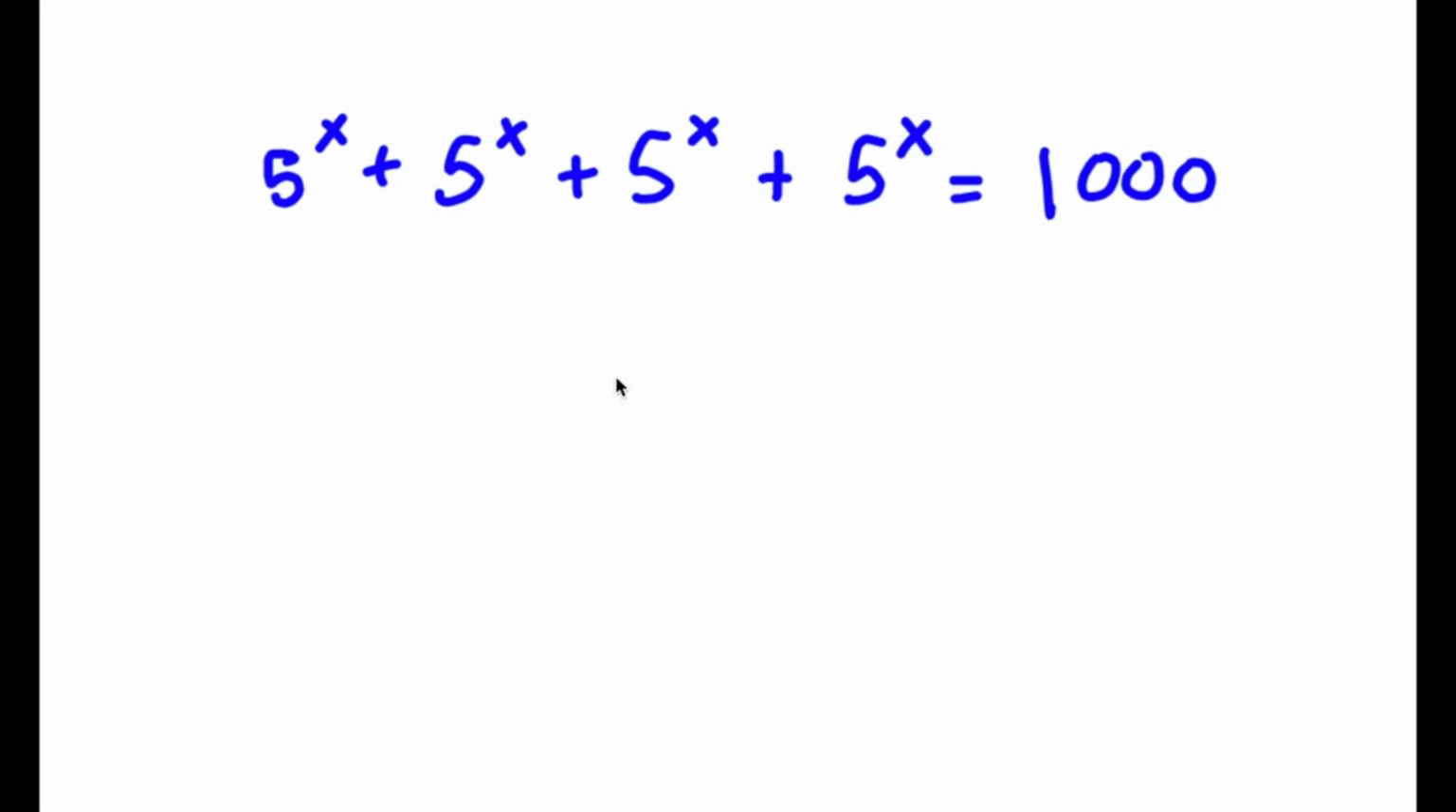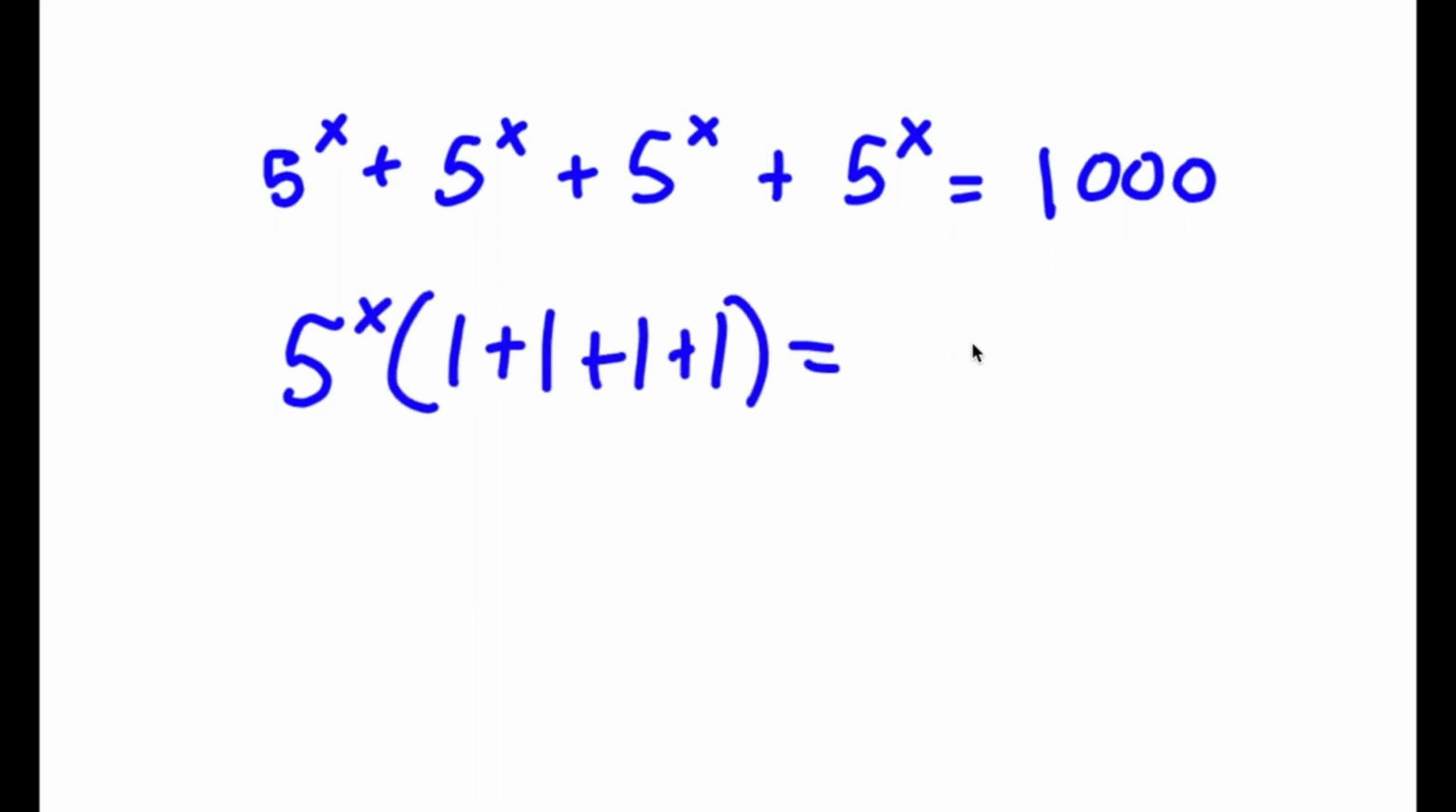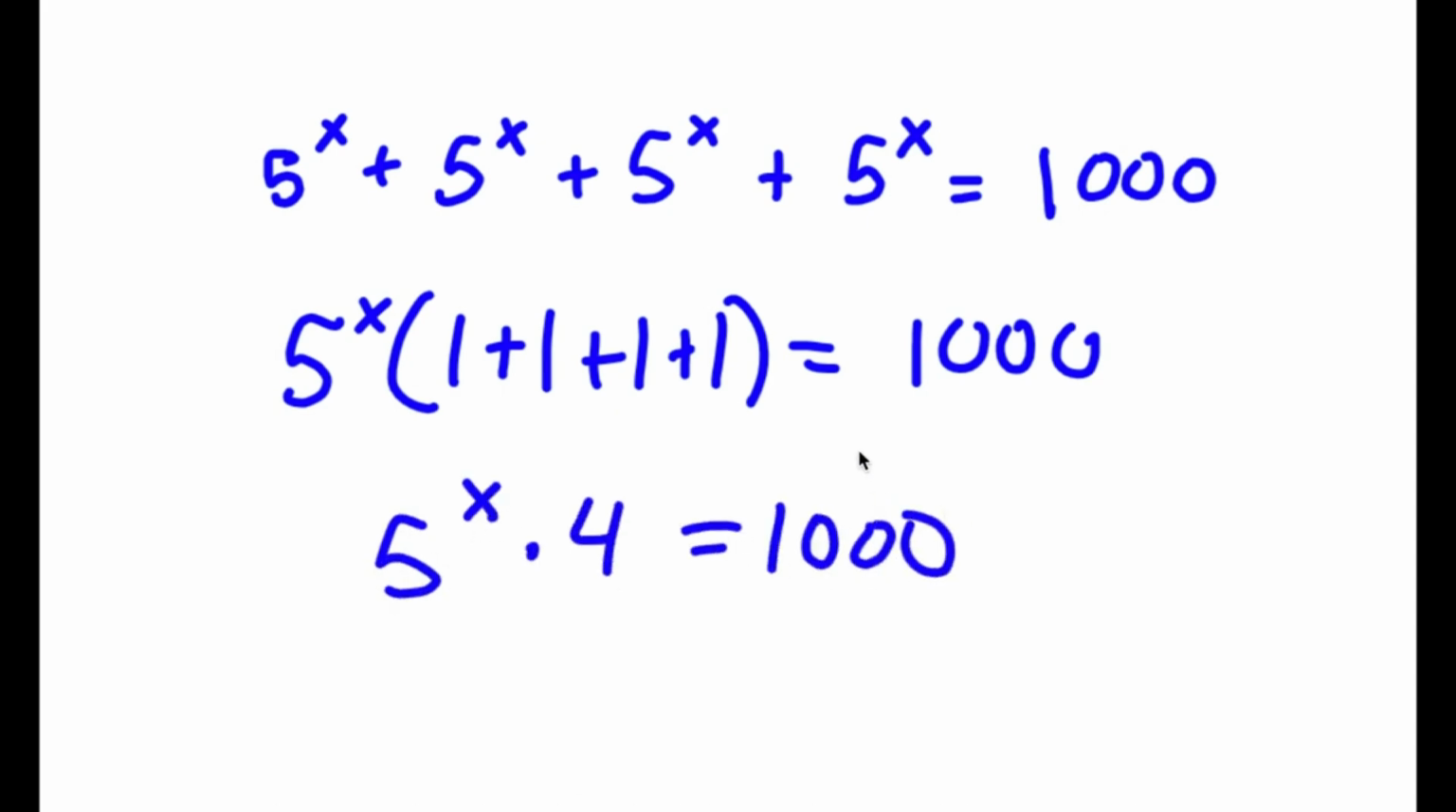Alright, so in this problem, I have 5 to the power of x plus 5 to the power of x plus 5 to the power of x plus 5 to the power of x is equal to 1000. So to solve this, I'm going to first start by factoring out 5 to the power of x. So now I have 5 to the power of x times (1 plus 1 plus 1 plus 1) is equal to 1000. Now 1 plus 1 plus 1 plus 1 is 4. So I have 5 to the power of x times 4 is equal to 1000.